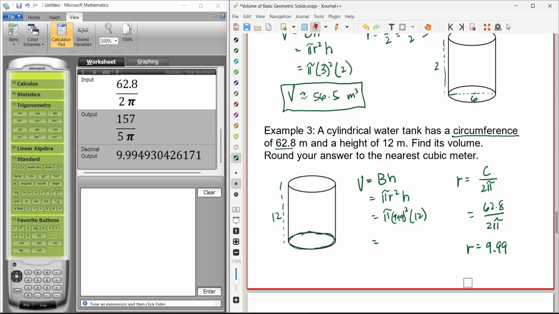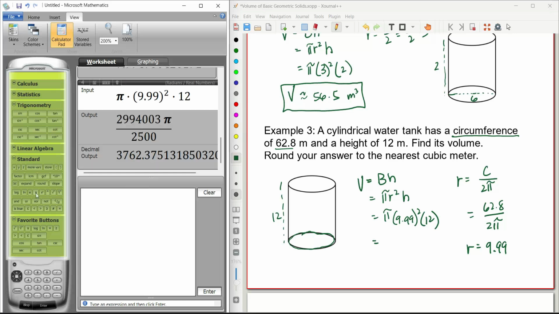All right. Let me just rewrite this. So pi times 9.99 squared times 12. All right. Let's type in the answer. Pi times 9.99 squared times 12. And the answer is 3,762. Round off our answer to the nearest cubic meter. And that's the answer. Approximately, the volume is 3,762 cubic meters.